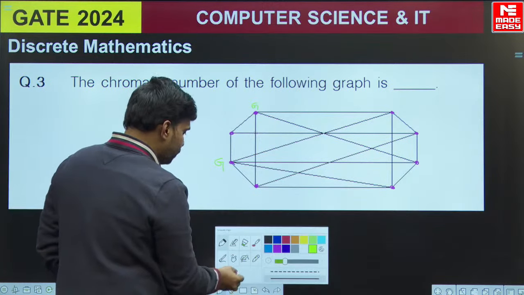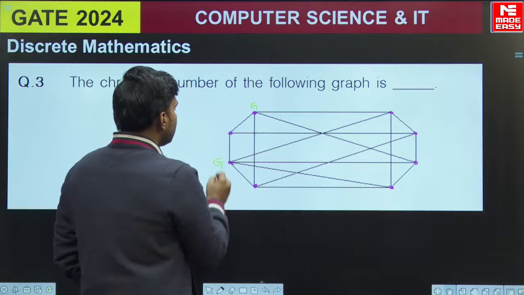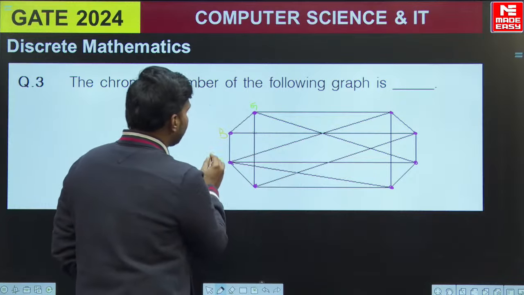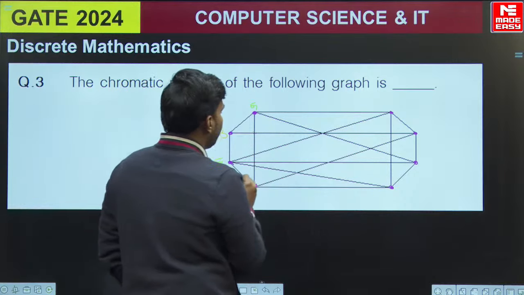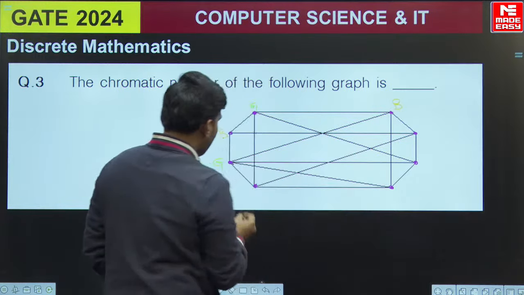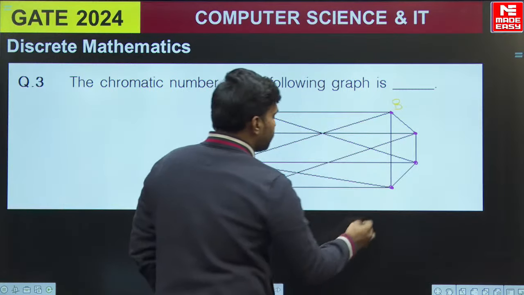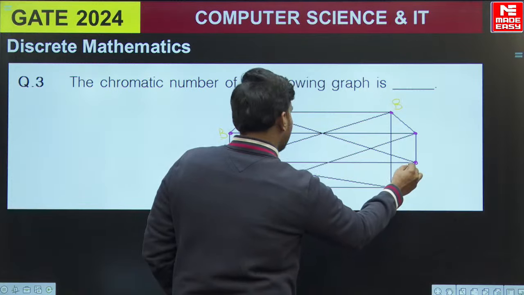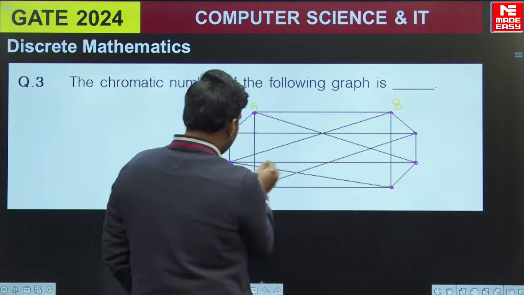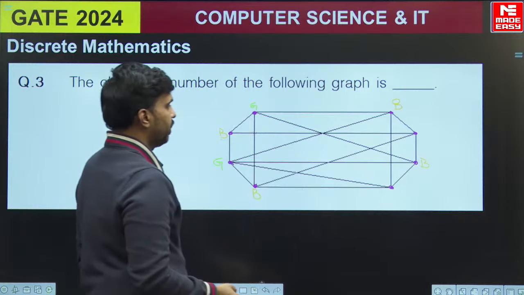So now, suppose I take the blue color here. Then this can also be taken as blue, and this can also be taken as blue. And this one, no, it's not connected by blue, it is connected by green, right or not? So it can also be taken as blue color here.